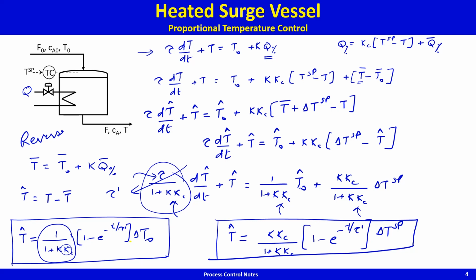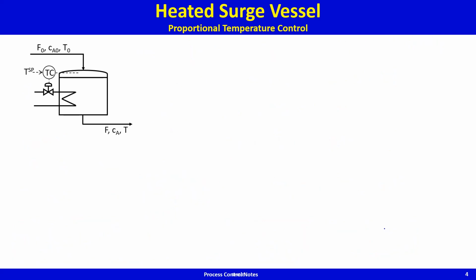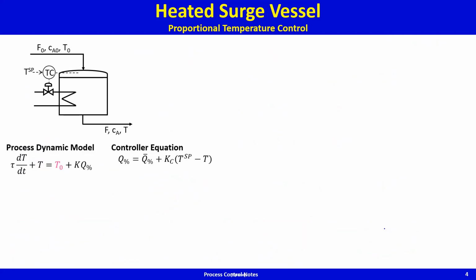Similarly, over here, if delta t set point is increased by 1 and if Kc is large, this gain is almost 1, which means temperature reaches very close to the set point. Just to make these points, I'll show you some dynamic plots. But before we do that, it's good to summarize.